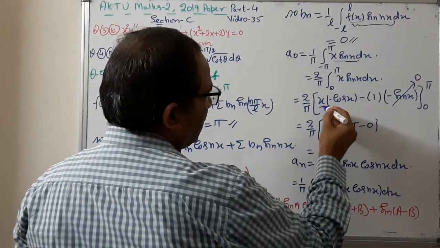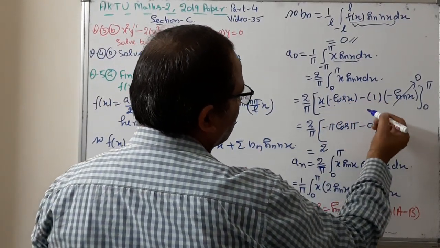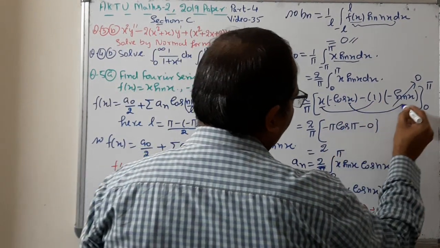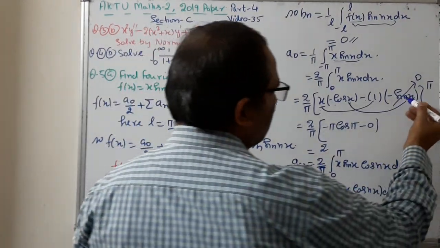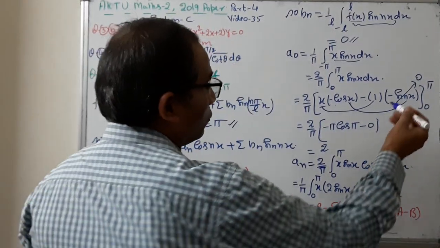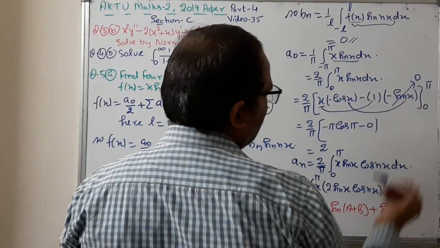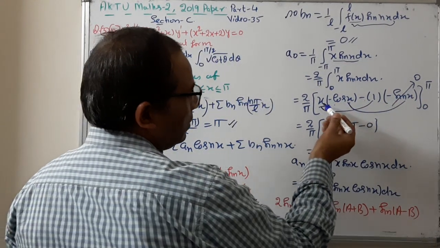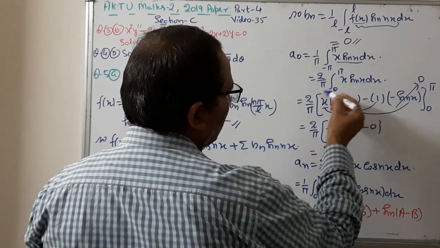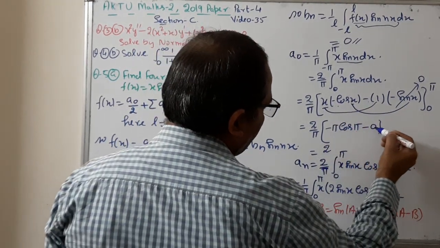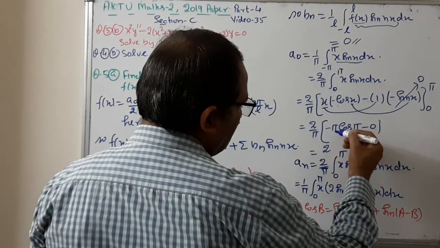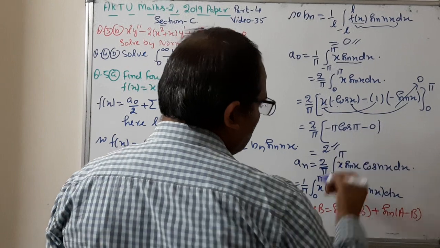Integration by parts: the first function as it is, integration of the second, that is minus cos x, minus the differentiation of the first, which is 1, and the integration of cos x is sin x. This is with limits from 0 to pi, and the value of sin pi is equal to 0, sin 0 is equal to 0, so the second part will be 0. Put x equal to pi in the first part, so we get minus pi cos pi, and when we put 0, this value is equal to 0. So minus pi cos pi minus 0, and the value of cos pi is minus 1. So minus minus plus, and pi times 2 over pi, the pi cancels out, and we get the value equal to 2.